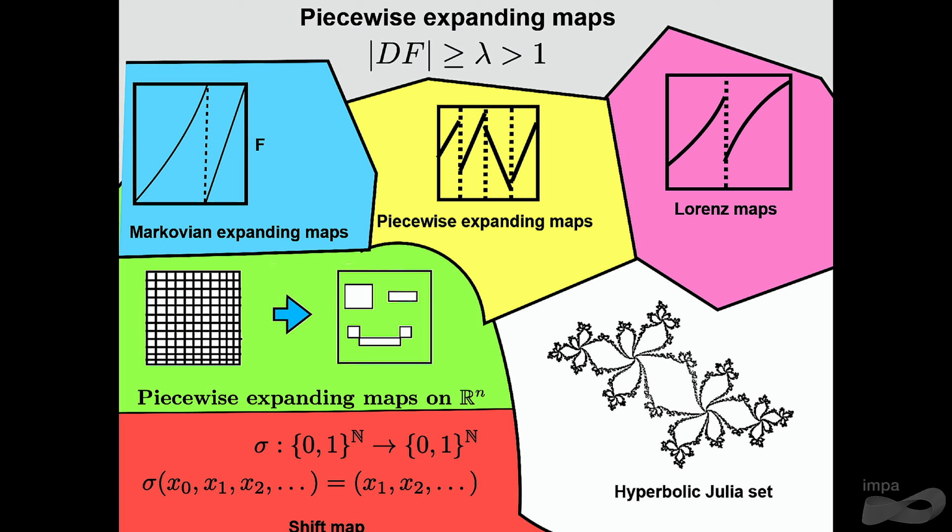For instance, you have Markovian expanding maps. That was the beginning of the story, it starts with this kind of map. The Gauss map is an example, or piecewise expanding maps that are not Markovian. Lorenz maps, maps that have points where the derivative explodes in a certain way. Piecewise expanding maps on R^n. The shift map, the unilateral shift map. And hyperbolic Julia sets: if you pick a rational map acting on a hyperbolic Julia set, this is an expanding map. So there are lots of examples. This is certainly not an exhaustive list.